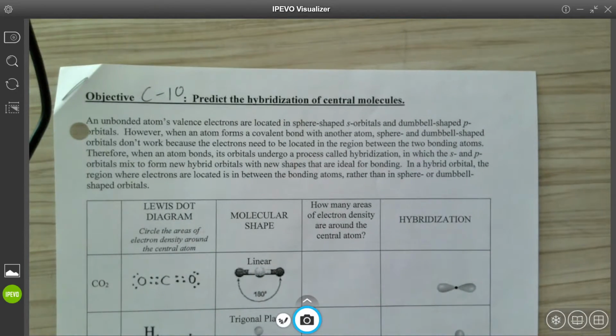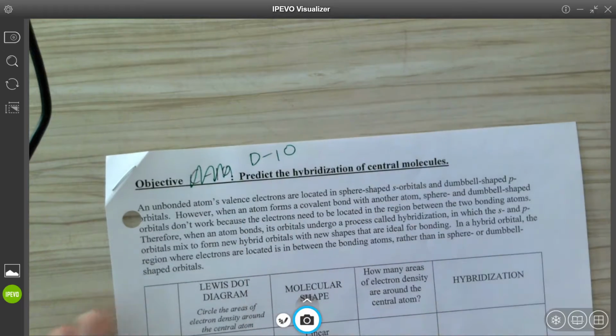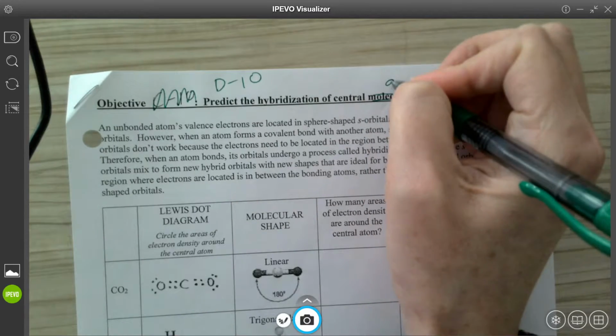Okay, so this is not C10, this is D10. There's another mistake here. It says predict the hybridization of central molecules. There's no such thing as a central molecule. I mean central atoms.